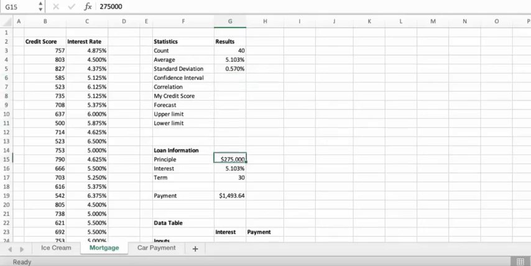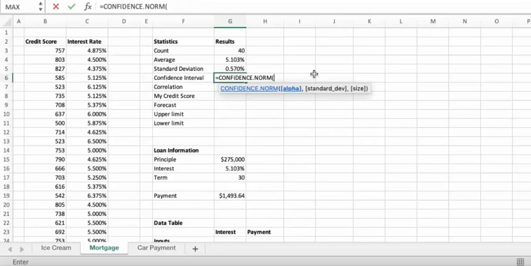So if we construct our simple model, it's very similar to the one we used for the car payment, where we have a loan amount, an interest rate, and notice that we're going to plug in our average as our starting point for our calculation. And the term, we calculate a payment to be $1493.64. And of course we could construct a confidence interval around that so we have some idea how accurate our estimate is. So CONFIDENCE.NORM, we'll set a 0.05 confidence interval with a standard deviation calculated above, and our sample size.